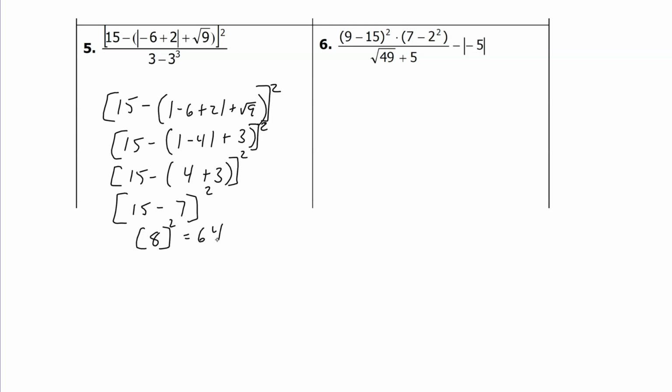All right, so now I have 64. That is my numerator. So let's deal with this. So this just equals 3 minus 9, which equals negative 6. So now I have 64 over negative 6. Excuse me. That's cubed, not squared. So that's 27. 3 minus 27. And 3 minus 27 is negative 24. All right, so now when I simplify this, I have to figure out what goes into both.